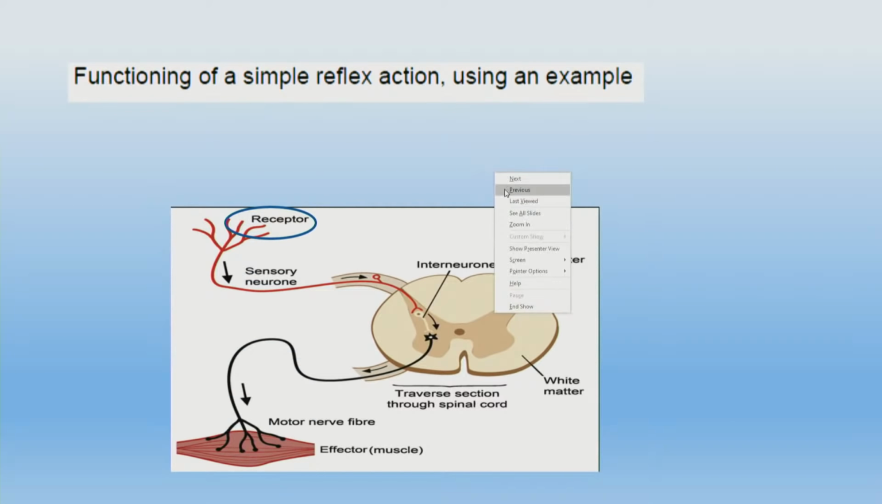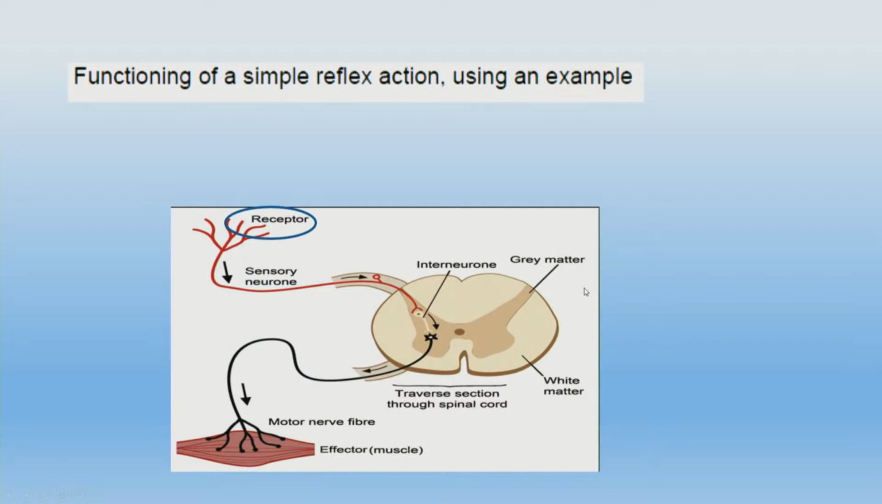Okay, and then let us move to another concept. Now we are having the functioning of a simple reflex action, by using an example. So please, learners, you have to make sure that you know this diagram of a reflex action, and again you have to be able to explain the movement of the impulse from the receptor up until it reaches the effector, by using any other example that you can think of.